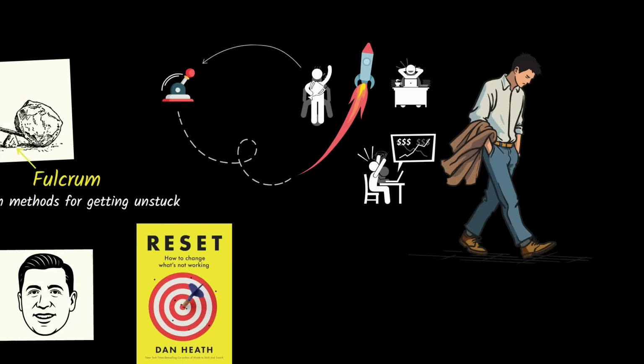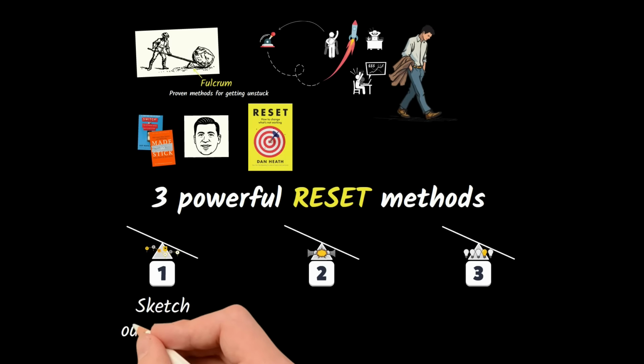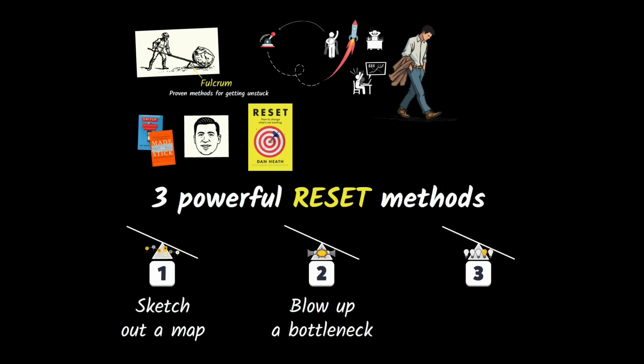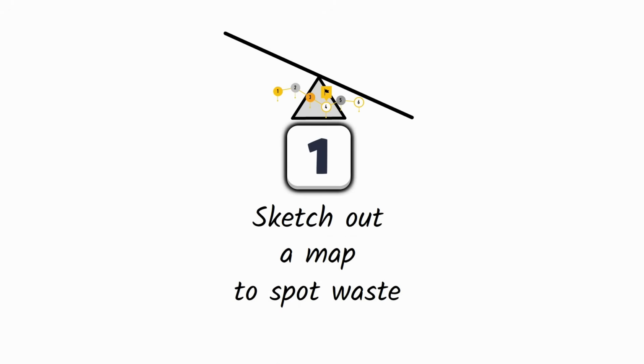In this video, we'll cover 3 powerful methods for creating reset fulcrums: sketching out a map, blowing up a bottleneck, and identifying a bright spot. First, sketch out a map to spot waste.